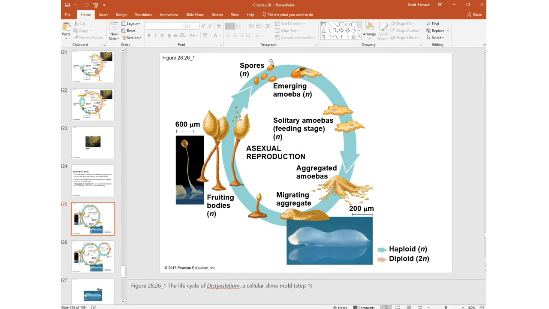And so, here's the asexual reproduction. Here's dictyostelium, one of these cellular slime molds. Here's the asexual reproductive part of its life cycle. And so this is haploid. And so interesting fruiting bodies producing spores, and then emerging from the spores are the amoebae, and the amoebae then aggregate together, but they stay as separate cells in this aggregate, and they can migrate this way.